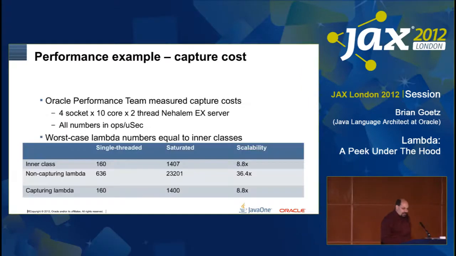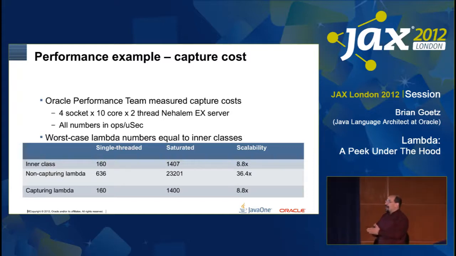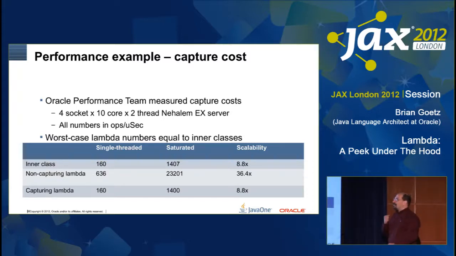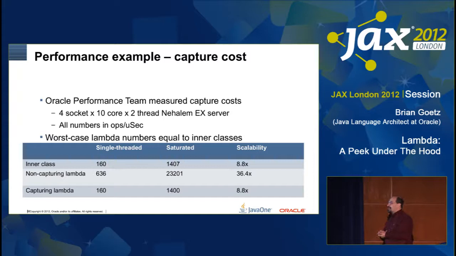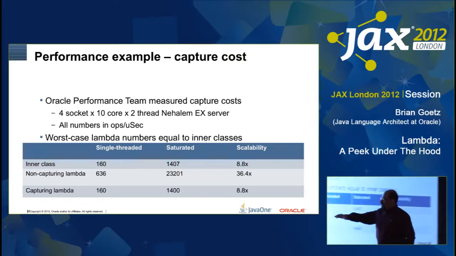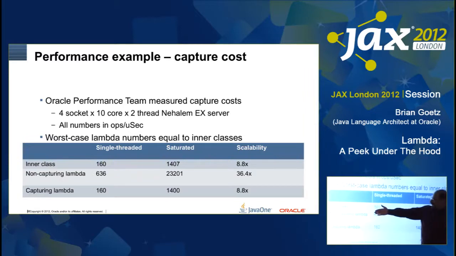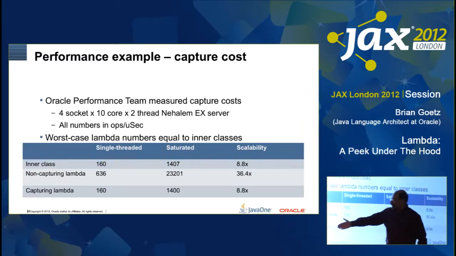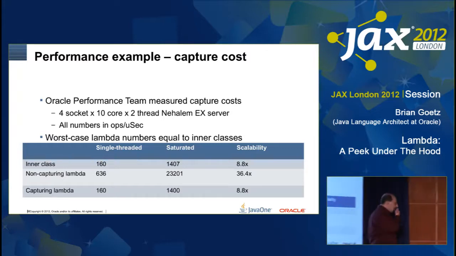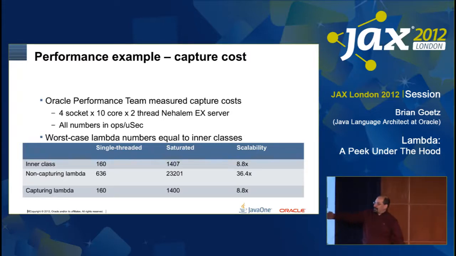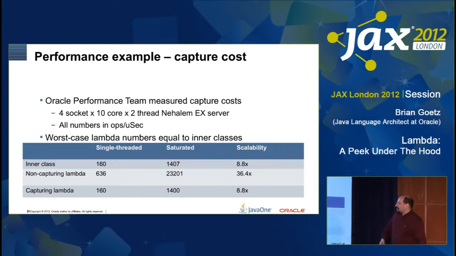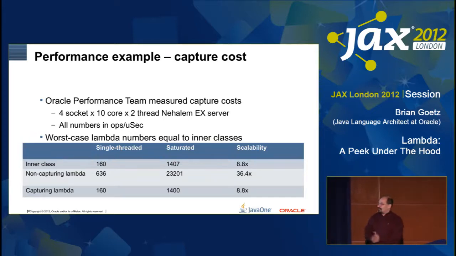Let's take a look at some capture costs. These came from our performance team. We ran this on a monster machine, a 4-socket, 10-core Nehalem server, so 40 cores, 80 threads. These numbers are in operations per microsecond. We have three cases here. This is the plain old make an inner class and capture it. This is make a lambda that captures nothing, a stateless lambda, and this is make a lambda that captures one variable. The columns are: run it in single thread mode, run it on all the cores, and then divide the multi-core by the single core to give you an idea of how this scales across cores.